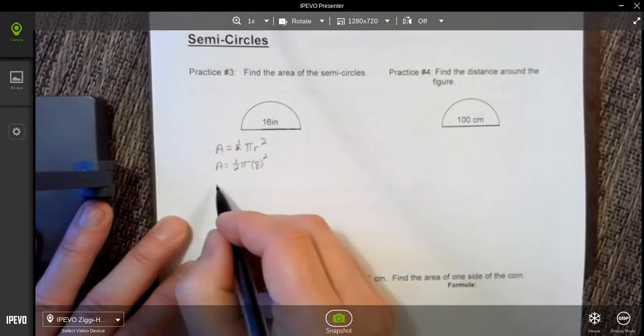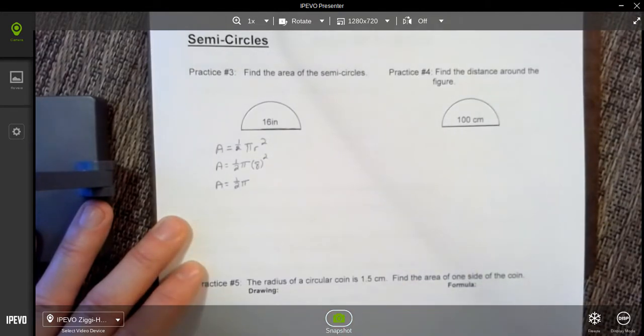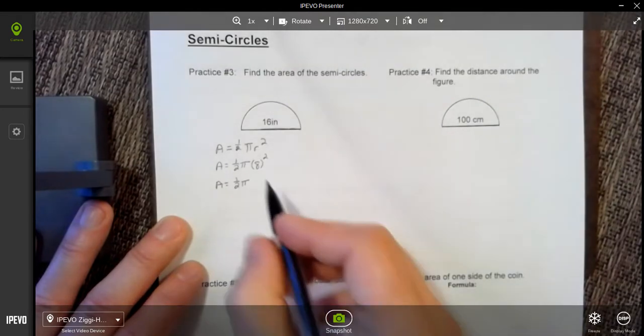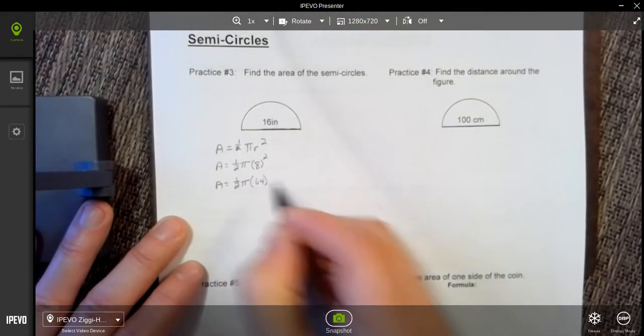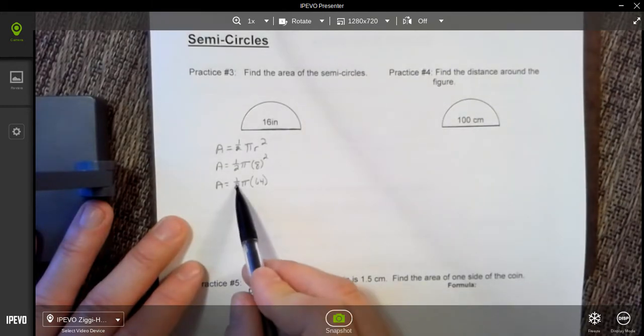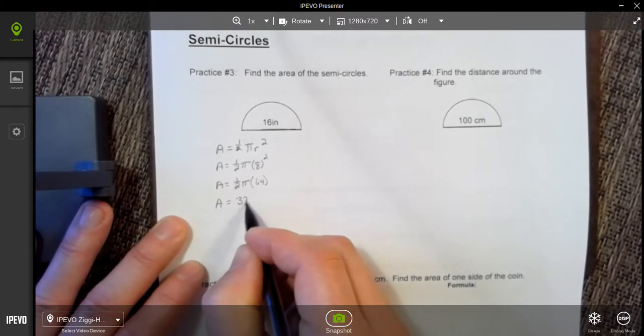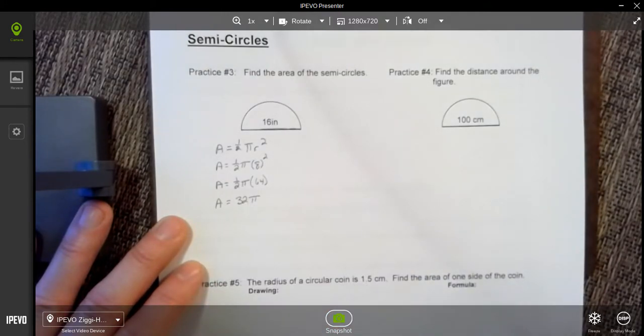Following order of operations, now we're ready to do the exponent. We still have our 1/2 pi. 8 to the second power, 8 times 8 is 64. And then I just want to make this a little easier on myself. I know that half of 64 is 32. A equals 32 pi.